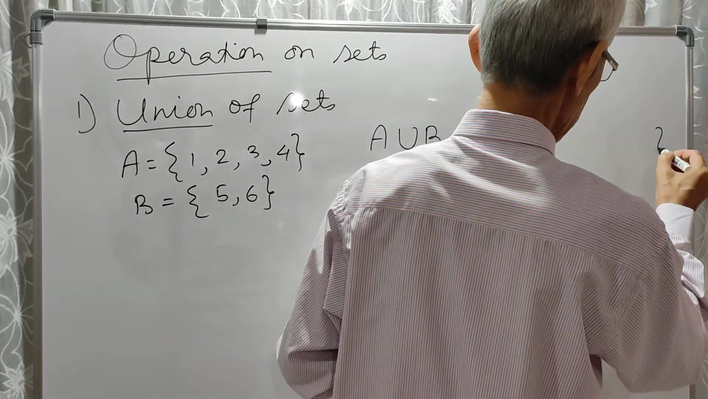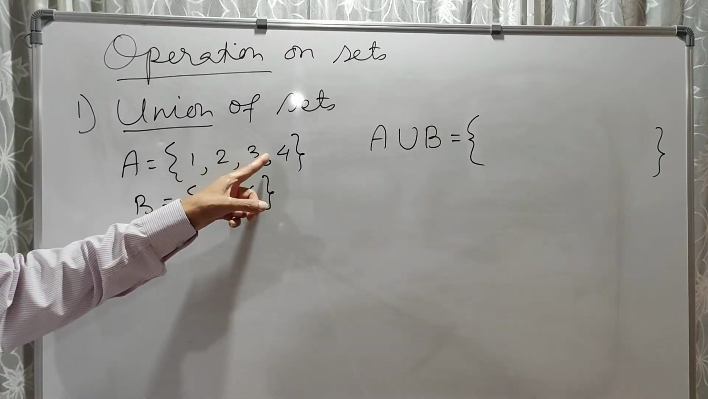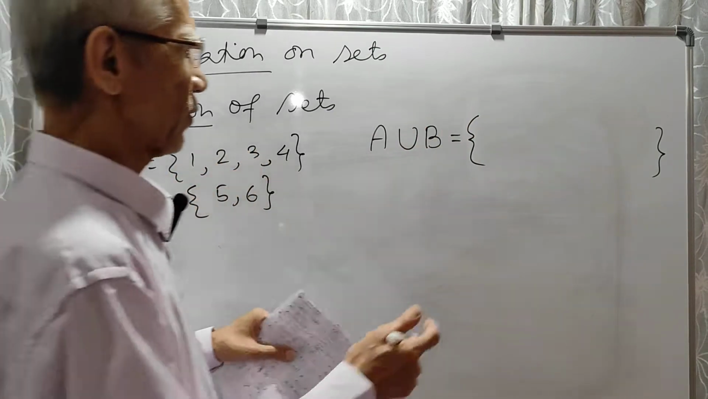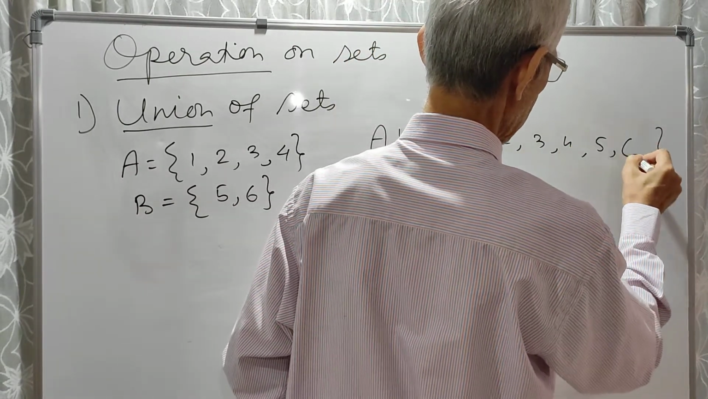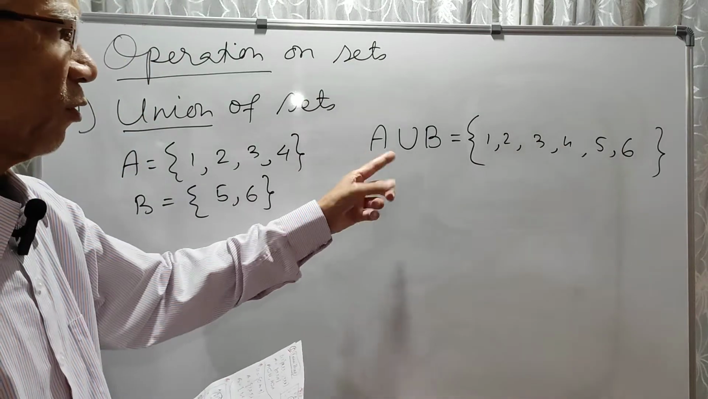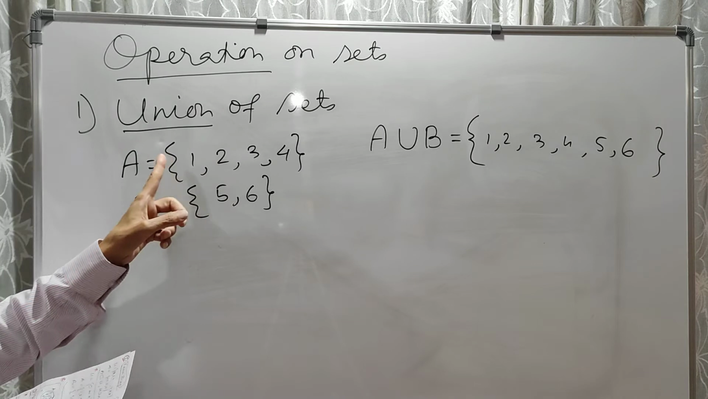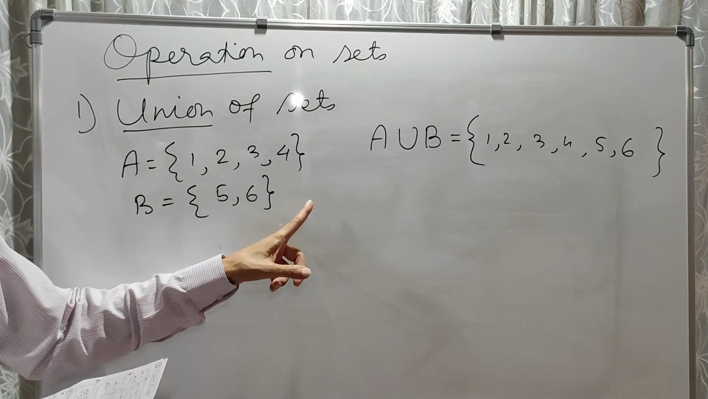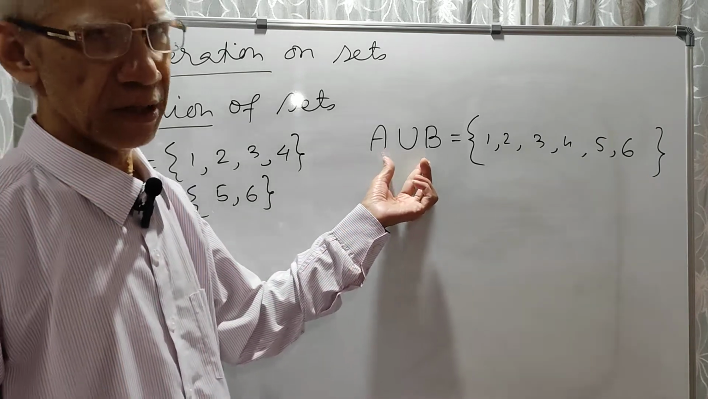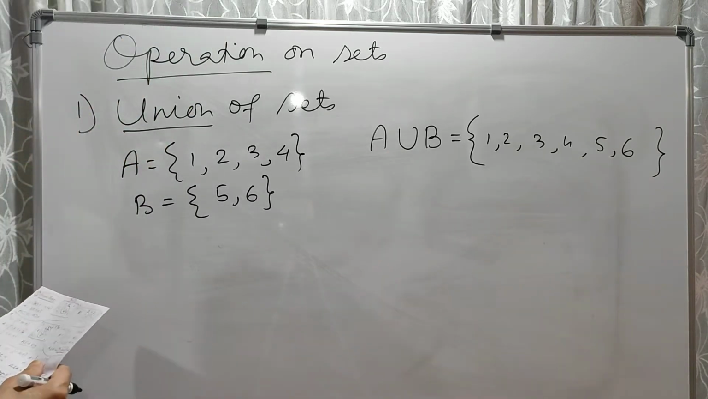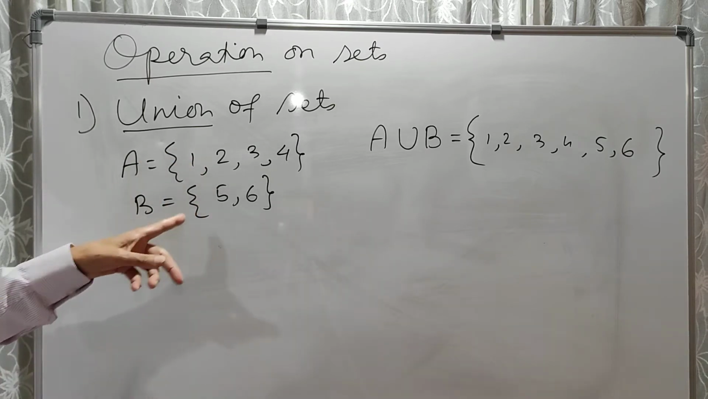So A union B is a set containing all these elements 1, 2, 3, 4, 5 and 6. So this set is the union of A and B. So A union B is this set which contains all the elements of A and B. Okay, so it is simply like addition. Now these two are disjoint sets. If you notice, they have nothing in common.